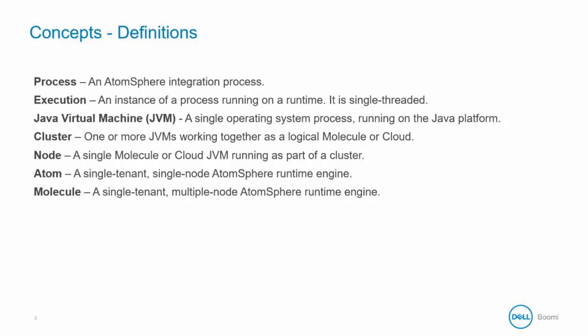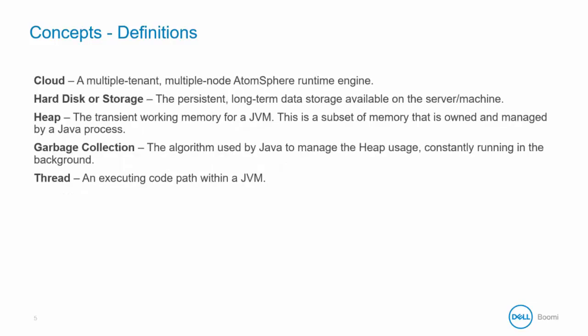An atom is a single-tenant, single-node AtomSphere runtime engine. And a molecule is a single-tenant, multi-node AtomSphere runtime engine. A cloud is a multi-tenant, multiple-node AtomSphere runtime engine. Hard disk or storage, this is the persistent long-term data storage available on the server and machine. Heap is the transient working memory for a JVM.